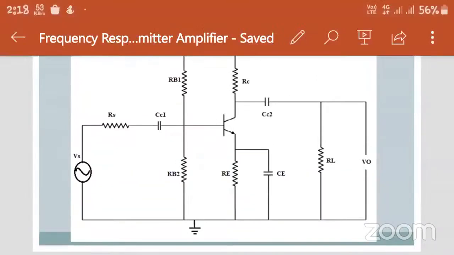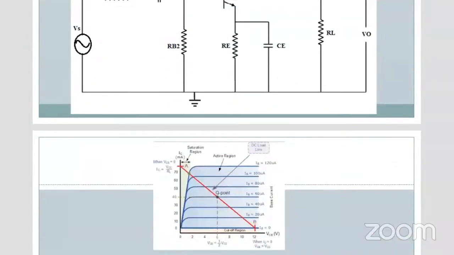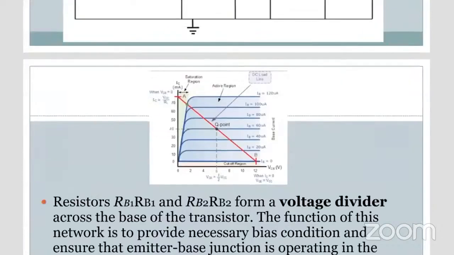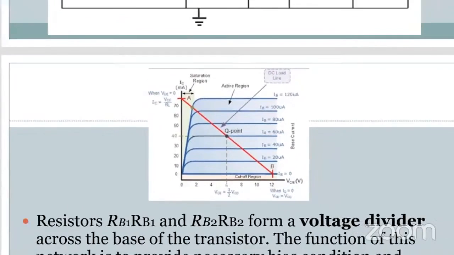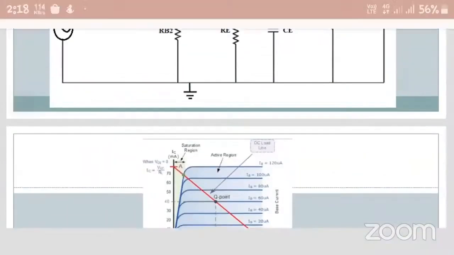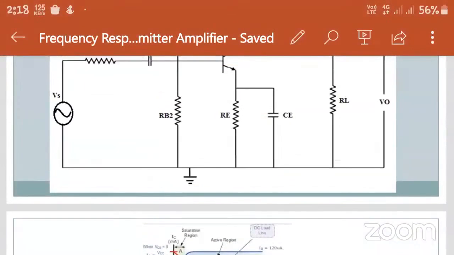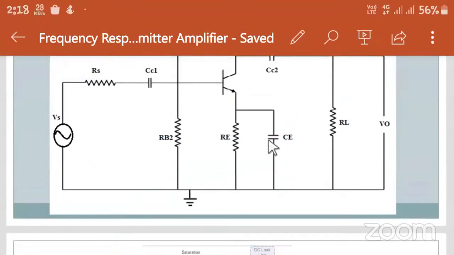As you can see, at the higher frequency the resistance tries to shift this Q point you see on the screen from the active region towards the saturated region, because of which the circuit doesn't work properly. That's why at the higher frequency we need to bypass it, using a capacitor. Why can't we just use a simple resistance?